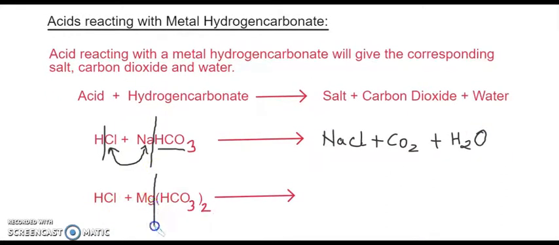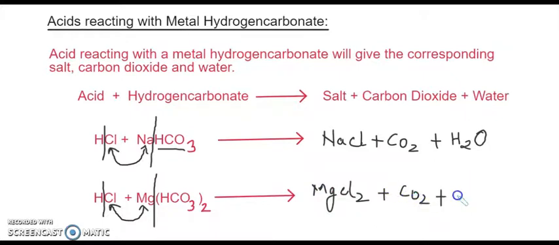The positive ion or the cation is magnesium, the negative ion is hydrogen carbonate. Correct? Here in HCl, chlorine is the negative ion and hydrogen is the positive ion. So magnesium is going to displace the hydrogen, so you get magnesium chloride plus CO2 plus H2O. Am I clear? Right? So let's look into the experiment of reacting hydrochloric acid with sodium hydrogen carbonate.